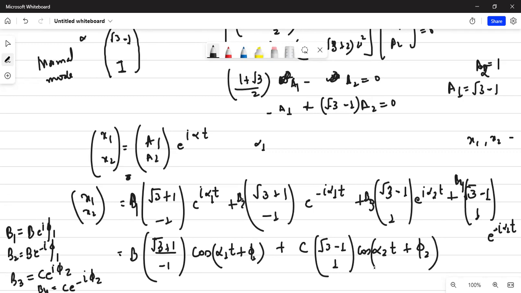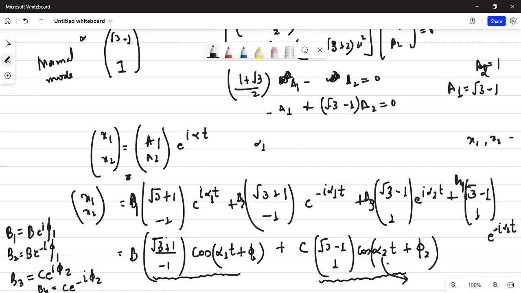Okay, so there are two independent modes. One mode, if b becomes 0, then this will be operating with the characteristic frequency corresponding to α2. And if c is 0, then this other mode will be operating. Is that clear or not?